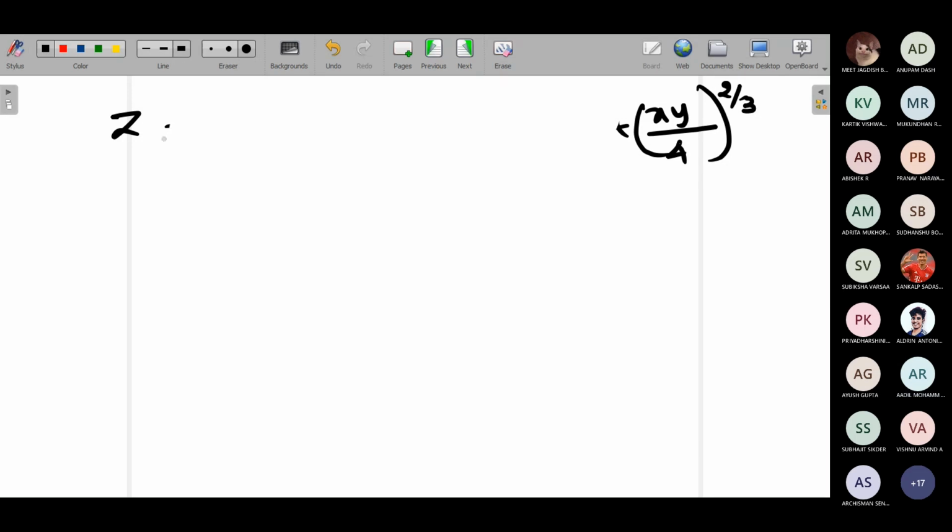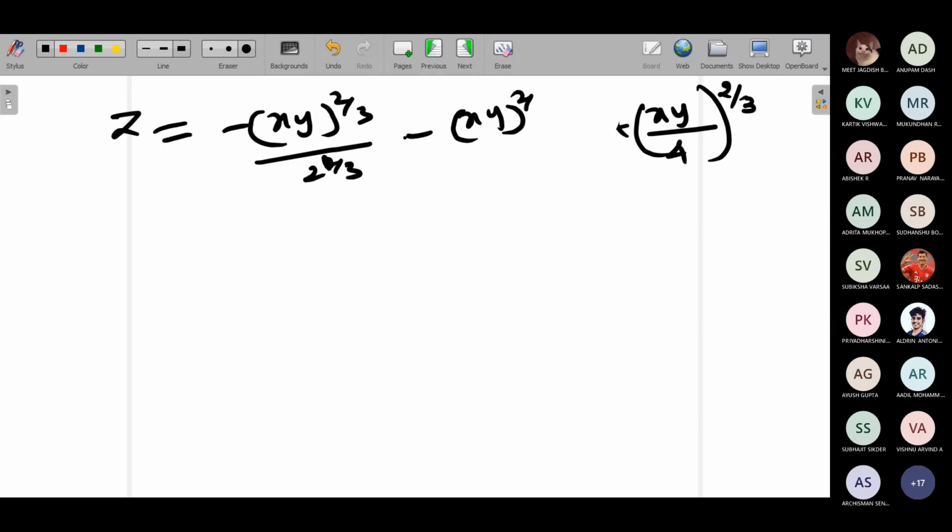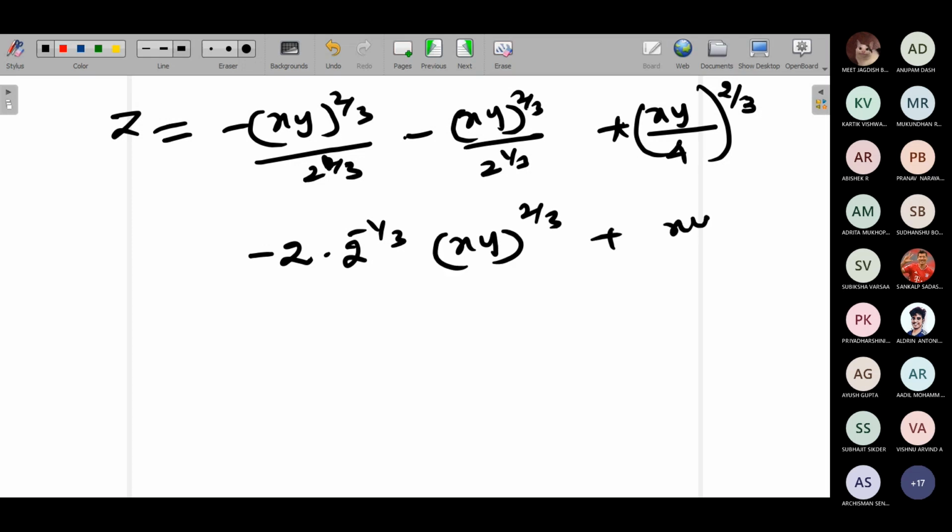Yes, ma'am. Wait, I'll write it. So I'll get minus xy. Shall I write it like this? Yes, ma'am. 2 power 1 by 3, no? Yes, and then xy power 2 by 3 by 2 power 1 by 3, same term. So same term 2 times of 2 power 1 by 3. So I'll get minus 2 into 2 power minus 1 by 3 into (xy) power 2 by 3 plus (xy) power 2 by 3 divided by 4 power 2 by 3. That's all.